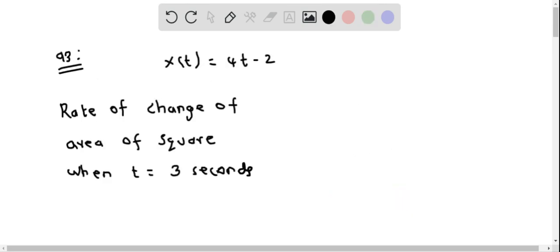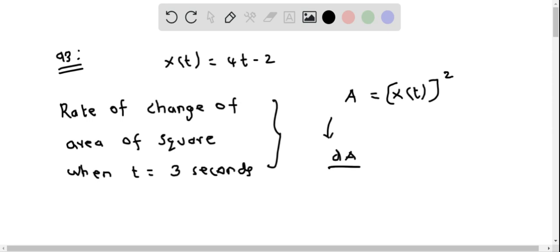In question 93, we have to find the rate of change of area of square when t equals 3 seconds, given that the side of the square x of t equals 4t minus 2. So let's find this. I'm going to write down the area formula for square, which is A equals x of t quantity squared, where x of t is the side of the square. So we find the derivative on both sides with respect to time. So derivative of A with respect to time is dA over dt, and this equals, here we have to apply the power rule to find the derivative of x of t squared. So when you apply the power rule, the 2 comes in front, and we raise the power of x of t to 2 minus 1.